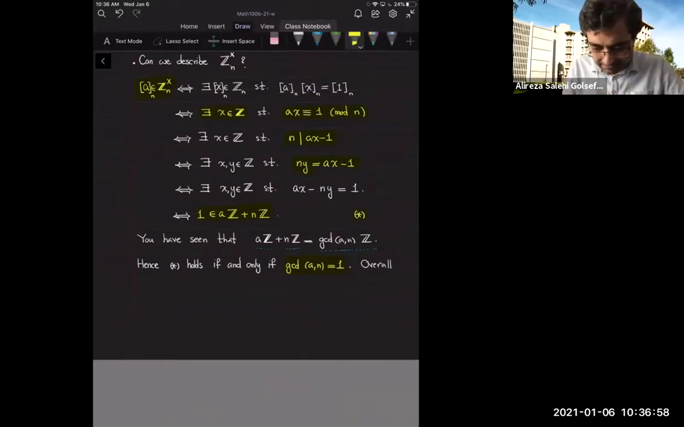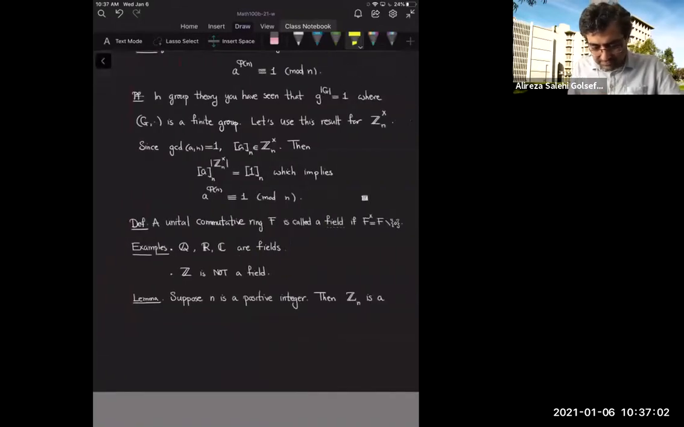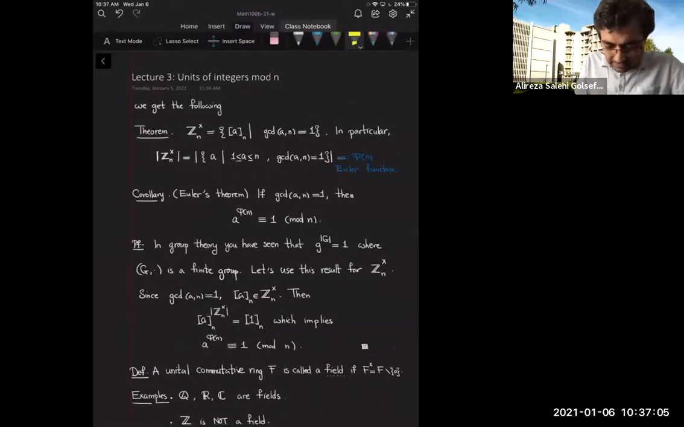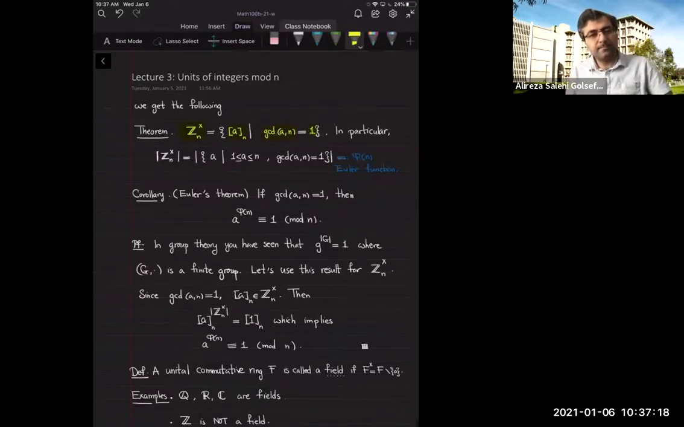So let's summarize it in the following theorem. This is what we said, that the group of units of the ring of integers mod n consists of residue classes that are represented by integers that are coprime with n. Now, this means in particular the cardinality of this group is precisely the number of integers from 1 to n that are coprime with n. This number is denoted by phi of n, and this function is called Euler's phi function.